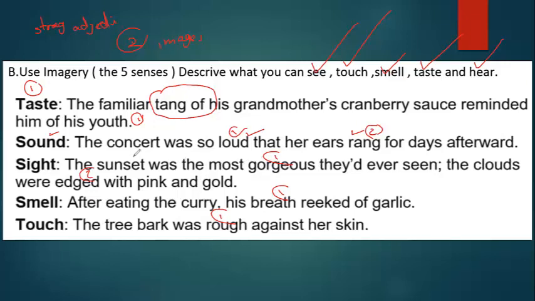gorgeous. He said the sunset was gorgeous, the most marvelous they had ever seen. And when he described the clouds, he said they were edged with pink and gold. Okay, edged means like surrounded. So also he described what your eyes can see.